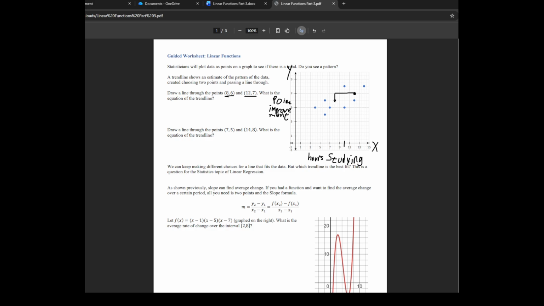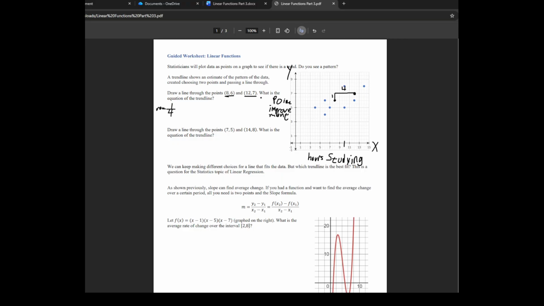From 6 right here to 7 right here, we go up by 1 unit. And then from 8 to 12, we go over 4 units. So our slope here would be 1 over 4. All right, so this is our slope.